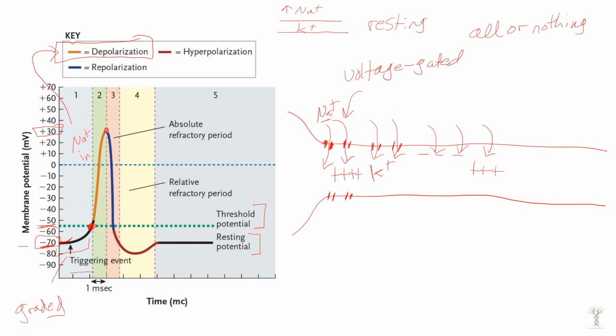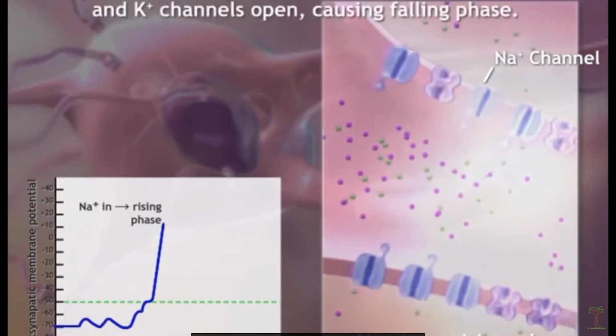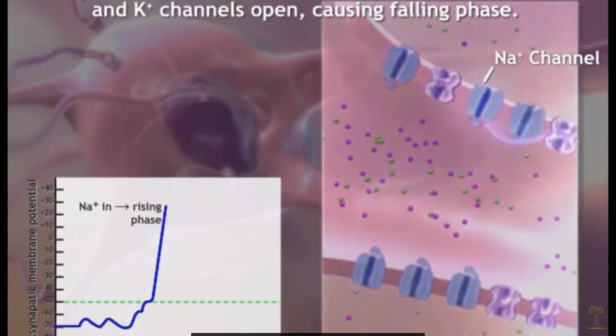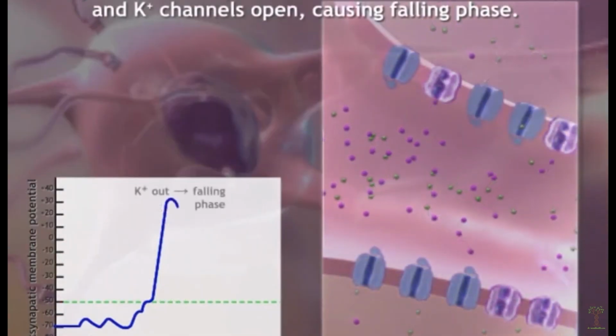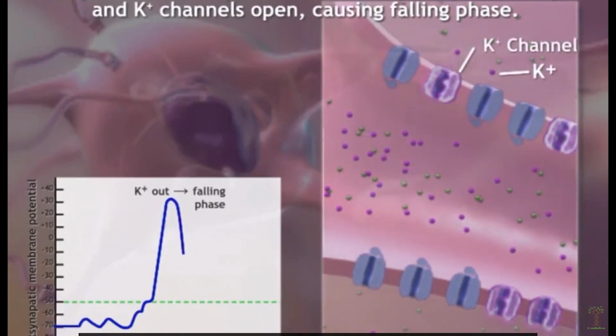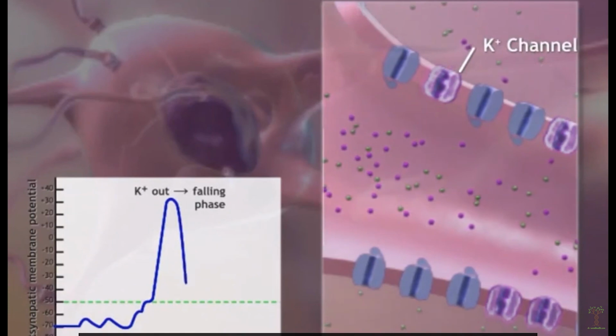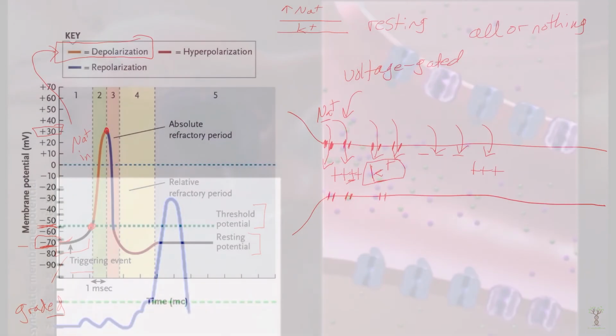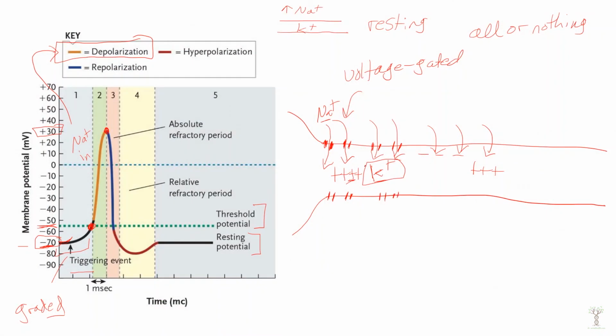Now, once the membrane reaches plus 30, the charge change is going to trigger other ion channels that are voltage gated. The other ion channels that will be triggered are going to be potassium channels. Potassium channels are going to open because of this positive charge change. Now, which way is the potassium going to move? When a potassium channel opens, the potassium is going to want to move out.